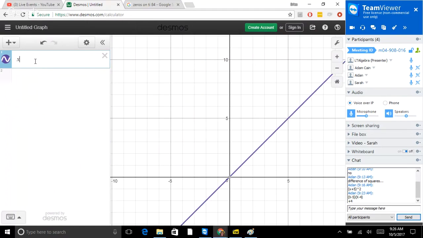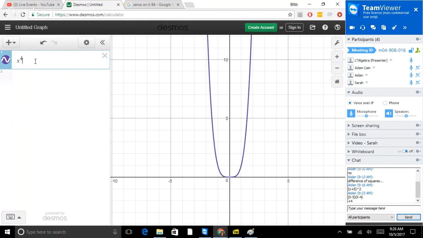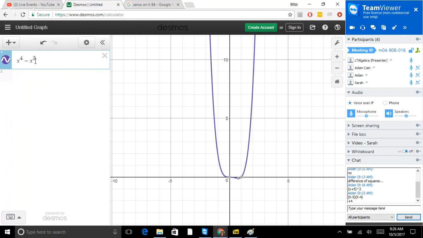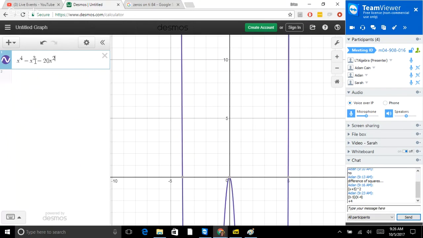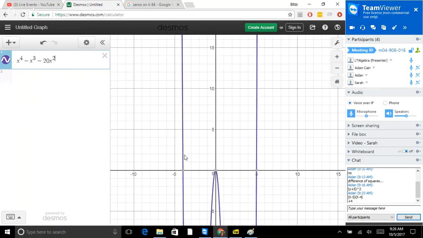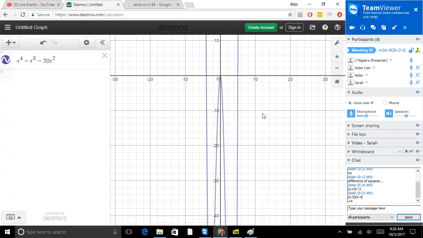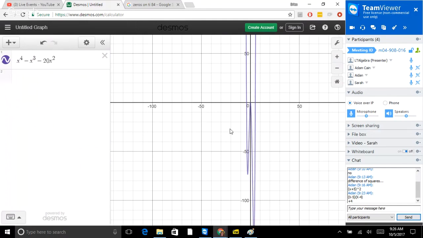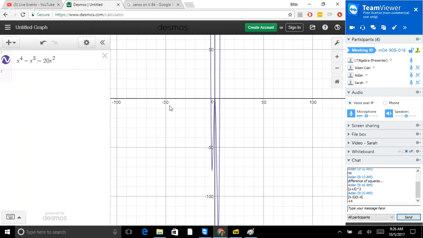Check yourself, right? X to the 4th minus x cubed minus 20x squared. Fun graph. Got to zoom out so we can see it. Oh man, got to set my window a little differently so I can see it.